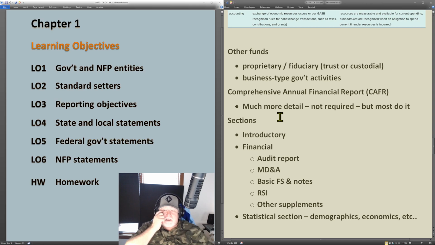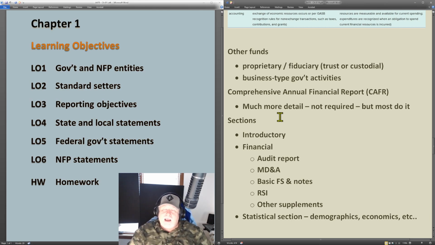So what are the sections? Well, we have an introductory section. And then in the financial section, notice the first thing right off the bat is the audit report. State and local governments are audited. Then we have the management discussion and analysis, the MD&A, the basic financial statements, and their notes.